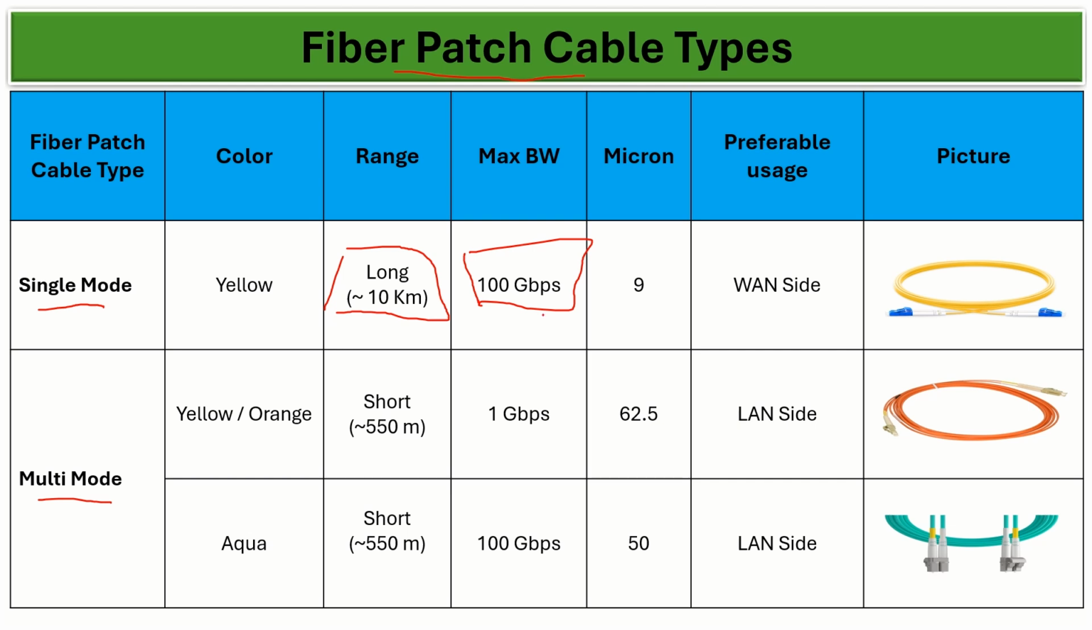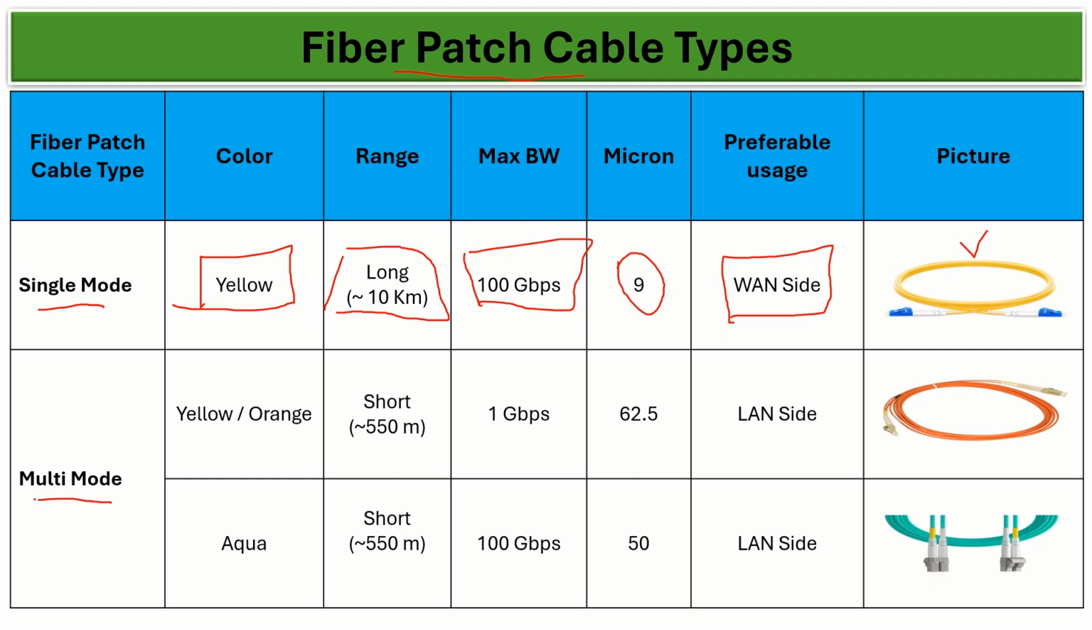Generally, single mode is used on the WAN side. On the LAN side also we can use it, but mostly it is for the WAN or service provider connectivity end, or when we are trying to connect buildings which are at a longer distance. Most of the time the single mode cable is colored yellow, as we can see in this picture, and the micron dimension is 9 micron.